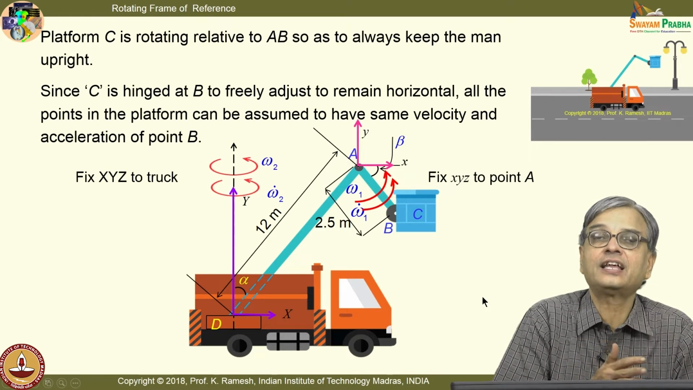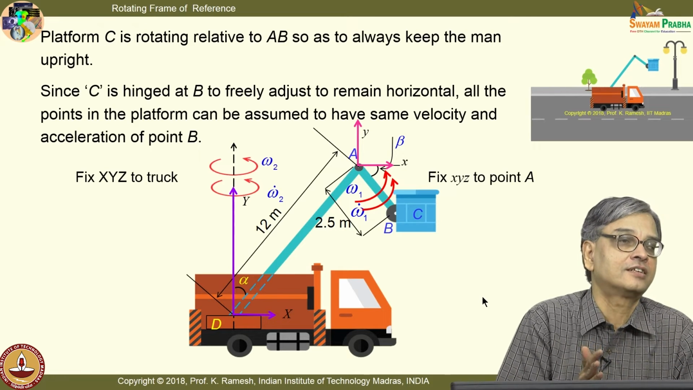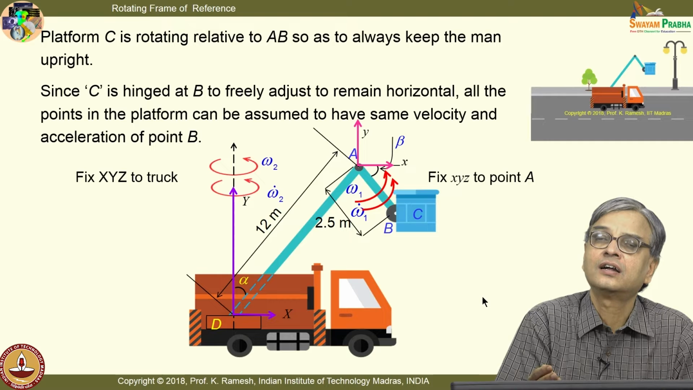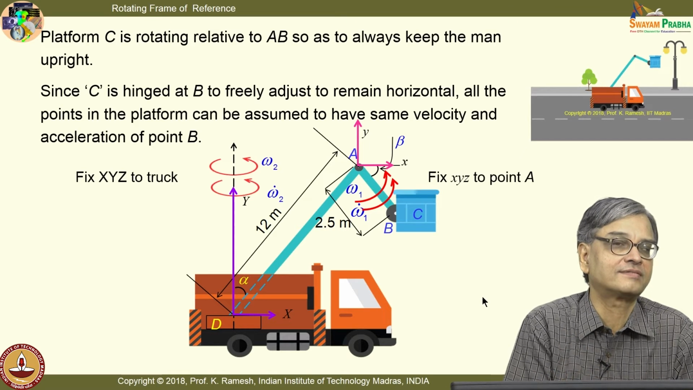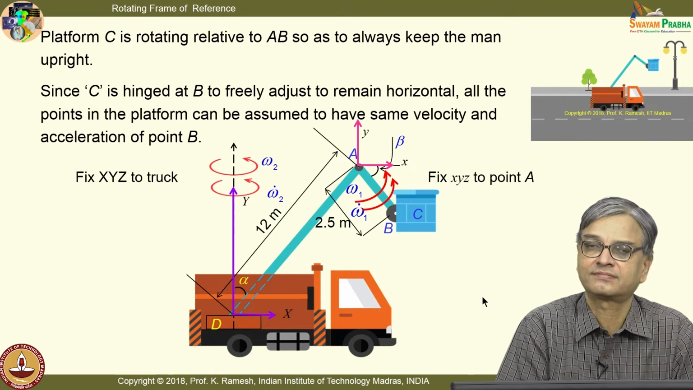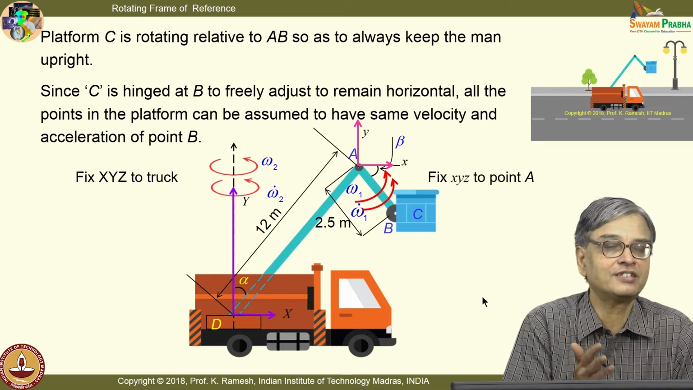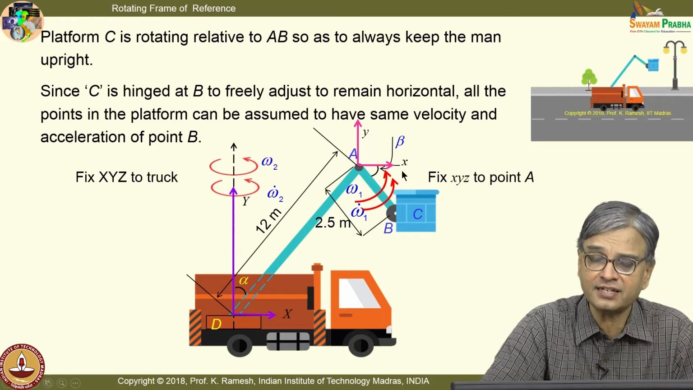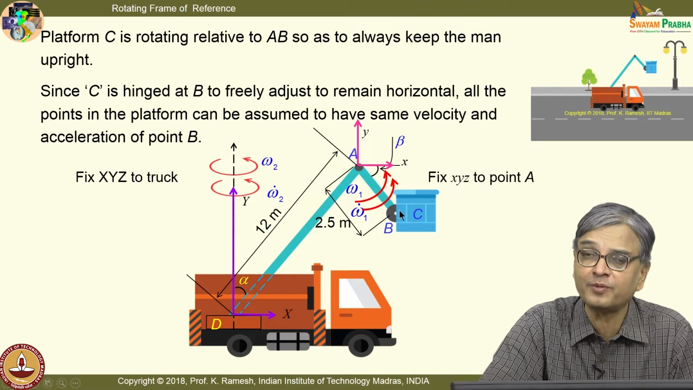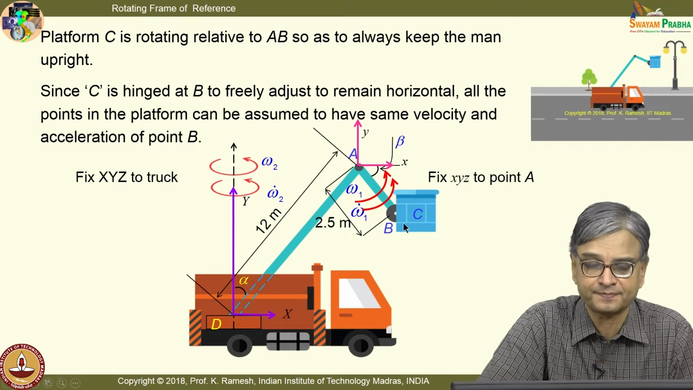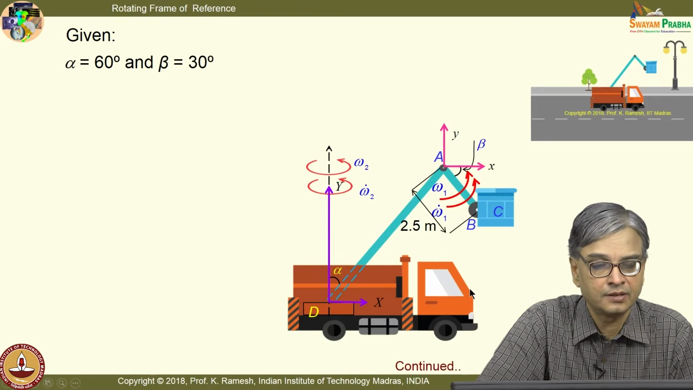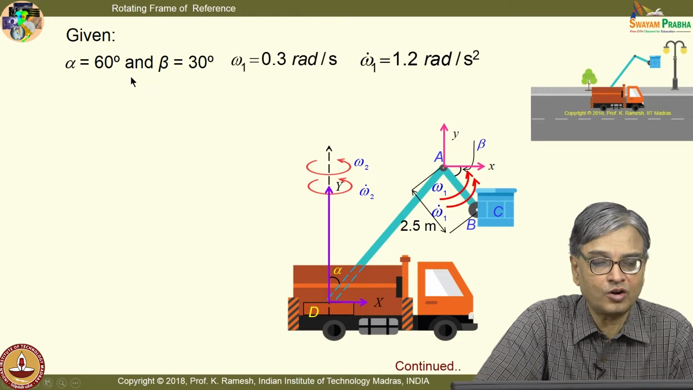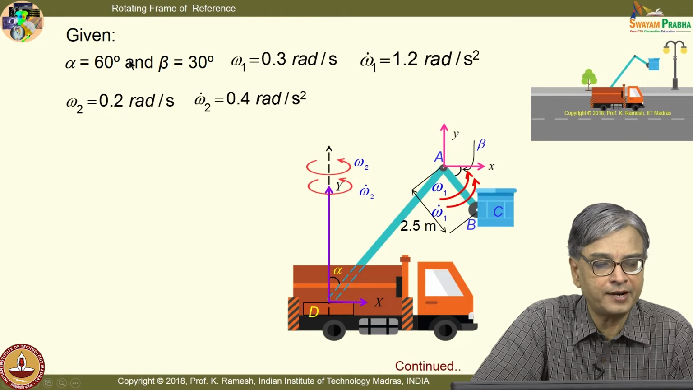See, ultimately in many instances you again invoke only circular motion equations in different forms. Circular motion equations are very useful. Here again, because this is rotating like this, I will again use that kind of expression to find out the velocity of B. So, these are all the quantities given, you are given alpha and beta, omega 1 dot, omega 2 and omega 2 dot.